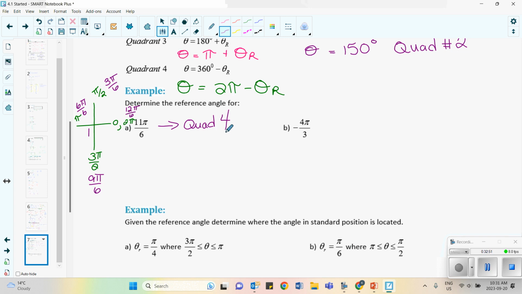Okay, what's the reference angle in quadrant 4? What's the rule? Stop looking at me, I'm going to get mad, excuse me.